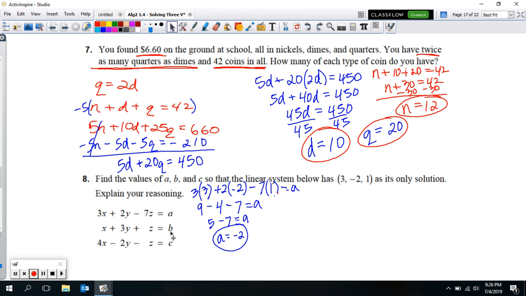So I'm going to give you a chance here. Go ahead and try to find B now. Go ahead and pause the video. Do the same thing for these two, just next to it over here, find B and then find C.